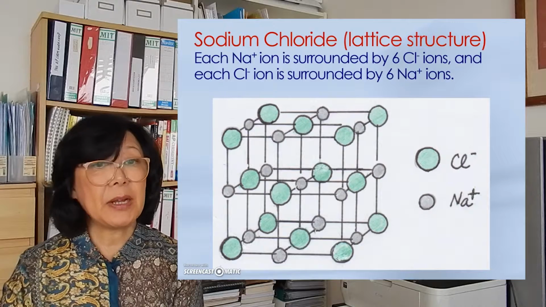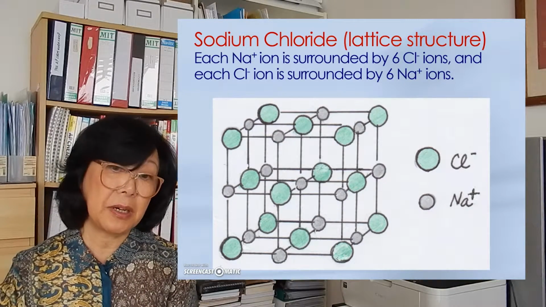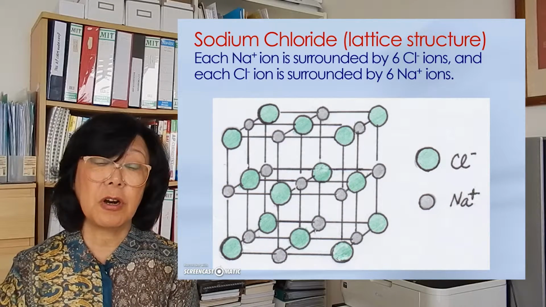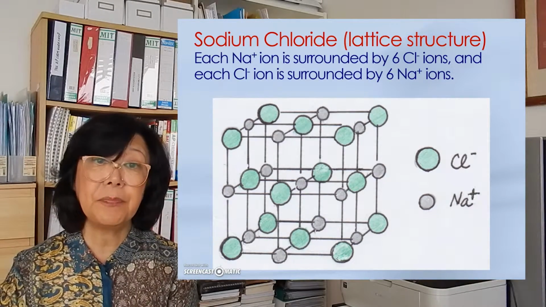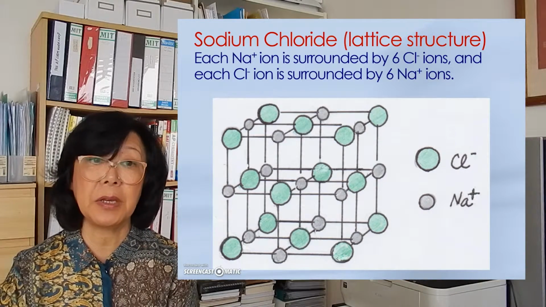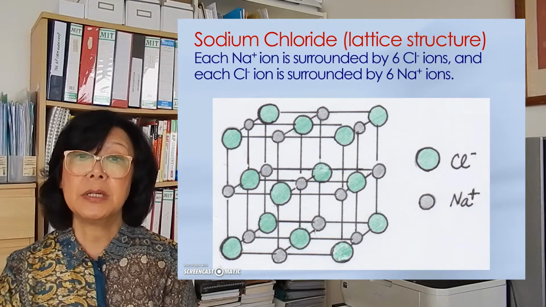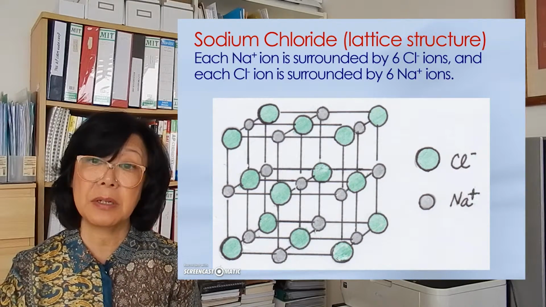Sodium chloride, being an ionic solid, has a lattice structure. Now here's a diagram of the lattice structure, meaning a whole bunch of alternate positive and negative ions attracted to one another. Each positive sodium ion is surrounded by 6 chloride ions, and each chloride ion is surrounded by 6 positive sodium ions in a regular lattice.